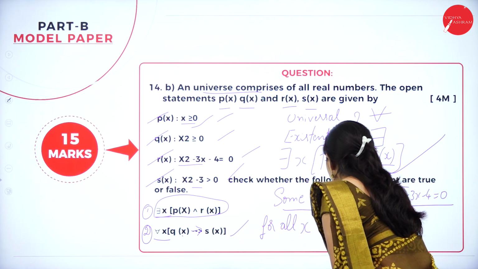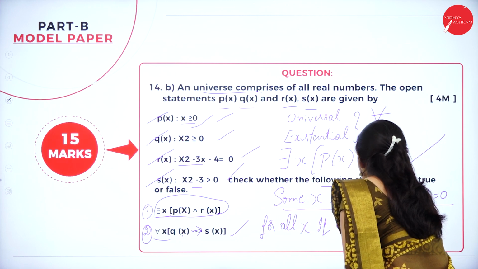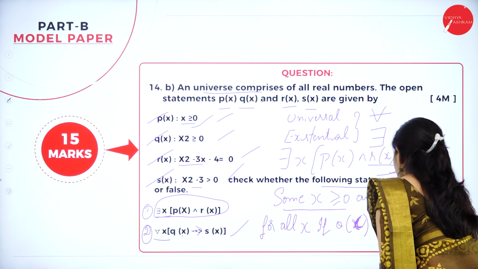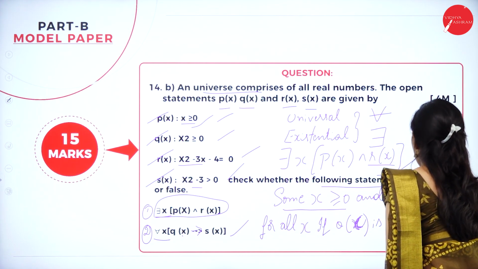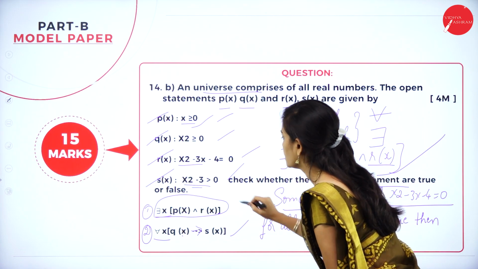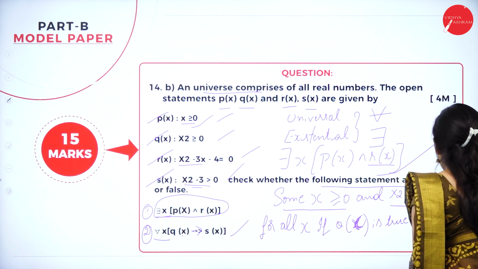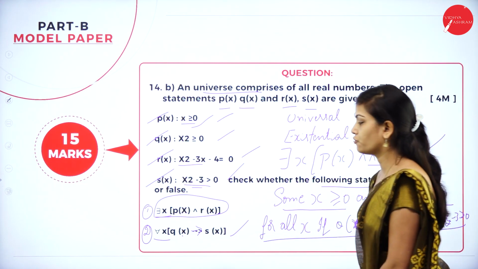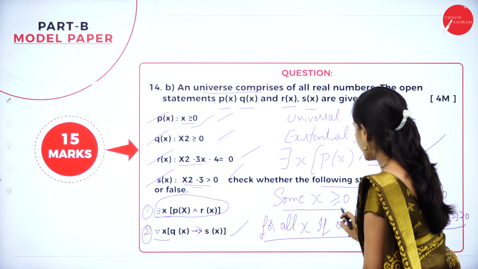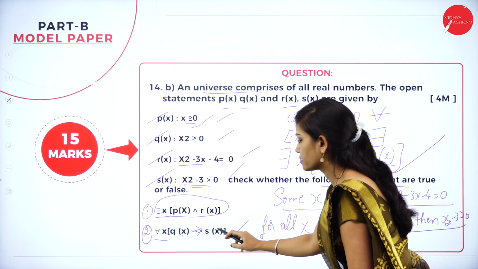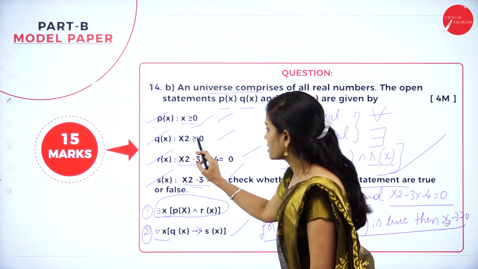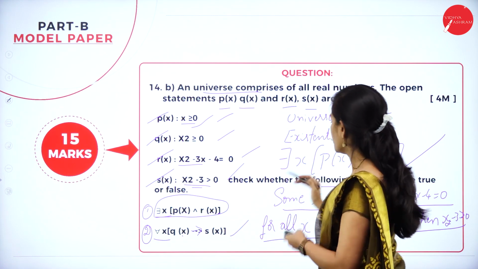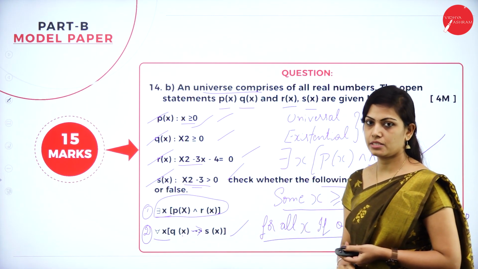For all x, if Q of x is true, then S of x is what? x squared minus x cubed greater than 0. So this is the statement for the second one: for all x, if Q of x then S of x. Q of x means x squared is greater than or equal to 0, then x squared minus 3 is greater than 0. This is your complete answer.